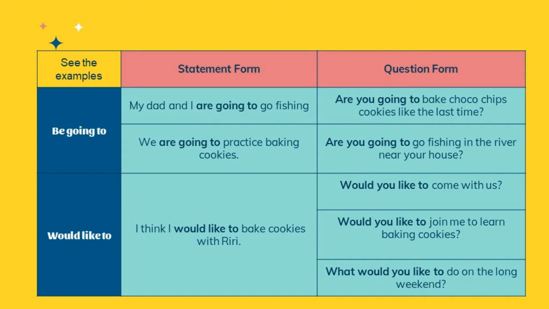In the question form of be going to, we have two sentences. The first one is, are you going to bake chocolate chips cookies like the last time? And the second one is, are you going to go fishing in the river near your house? In the question form of would like to, we have 3 sentences. The first one is, would you like to come with us? And the second one is, would you like to join me to learn baking cookies? And the last one is, what would you like to do on the long weekend?